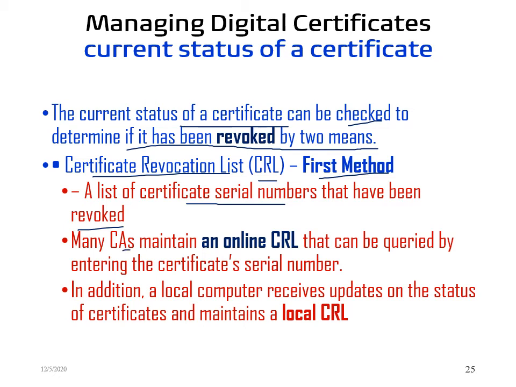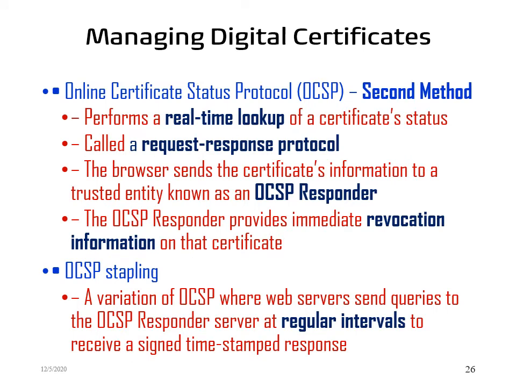Many CAs, certification authorities, maintain an online CRL that can be queried by entering the certificate's serial number. So with the help of the serial number, I can query online whether my certificate has been revoked or not. In addition, a local computer receives updates on the status of the certificates and maintains a local CRL also. There is another process called Online Certificate Status Protocol, OCSP. This is the second method for verifying the revocation.